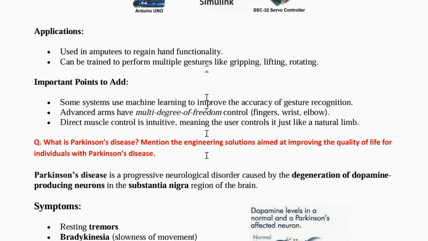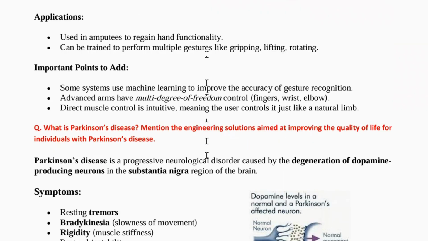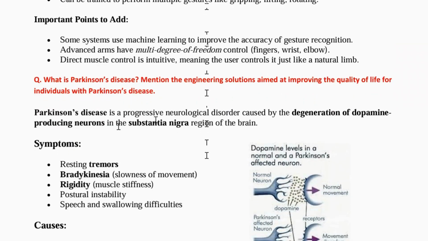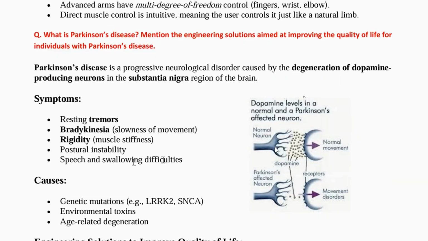What is Parkinson's disease? Mention the engineering solutions aimed at improving the quality of life for individuals with Parkinson's disease. So Parkinson's disease is a progressive neurological disorder. It is caused by the degeneration of dopamine-producing neurons in the substantia nigra region of our brain. What are the symptoms? Resting tremors, slowness of movement, muscle stiffness, that is rigidity, postural instability, speech and swallowing difficulties.